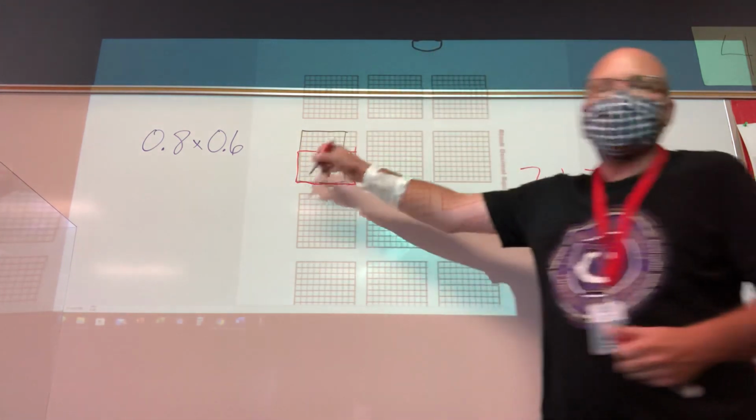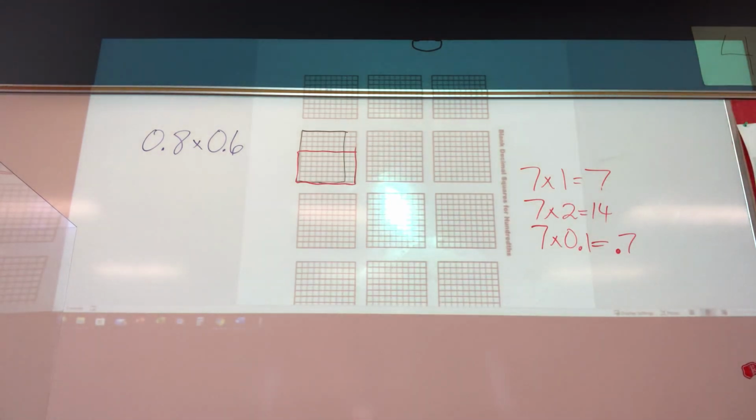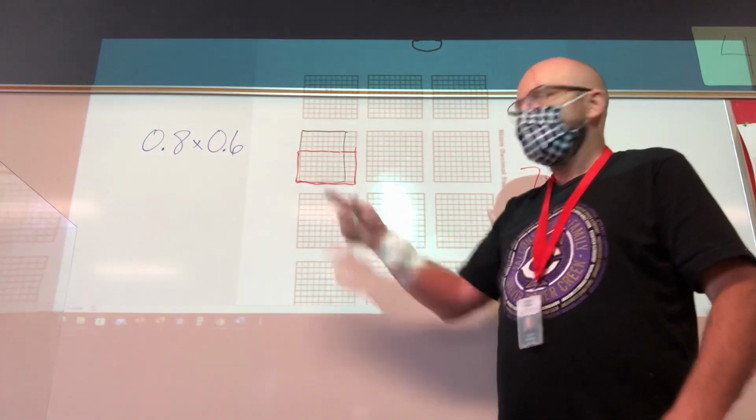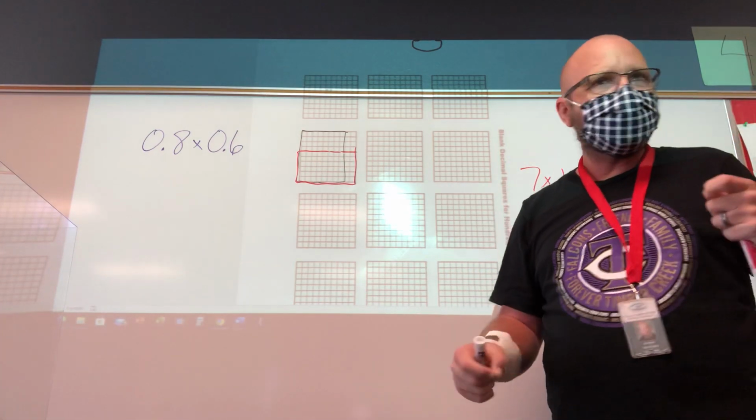So how many hundredths are shaded in? By both. 48. That's 48 hundredths.